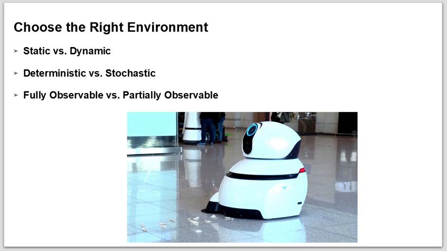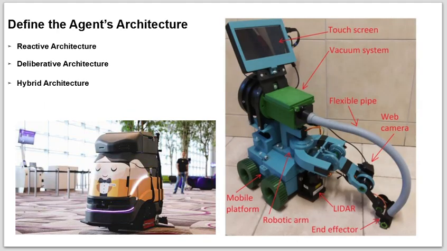Then we have to define the agent's architecture. The architecture outlines the core structure and components of your AI agent. The common architectures include reactive architecture, which is simple stimulus-response behavior without memory. The agent reacts immediately to environment inputs without considering historical data or planning. This architecture is suitable for tasks that require rapid responses.